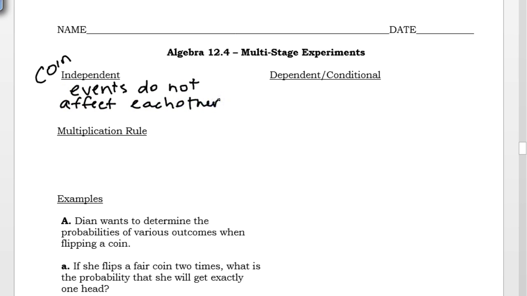Whereas dependent or conditional probability would be like maybe picking marbles, where let's say you have 5 marbles in a bag, 3 blues and 2 reds, and you pick a marble and it's a blue, and you don't put it back in the bag. Now there's only 4 marbles in the bag, 2 blues and 2 reds. Every single time you repeat, the next event is affected by the one that came before it.